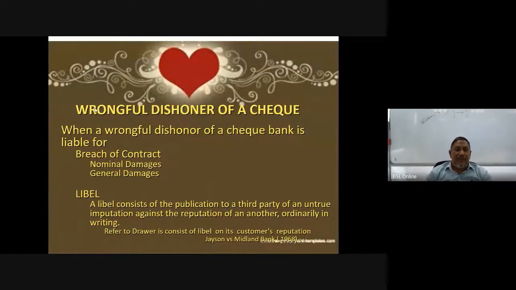Okay, wrongful dishonor of a check. When there is wrongful dishonor of a check, the bank is liable on two major issues. One is breach of contract, the other one is called libel. The paying bank's wrongful dishonor, that is, returning a check without a valid reason, incorrectly. The paying bank is liable for two things: one is breach of contract, the other one is libel. Breach of contract means the bank has acted violating the mandate of the customer. That's called breach of contract.